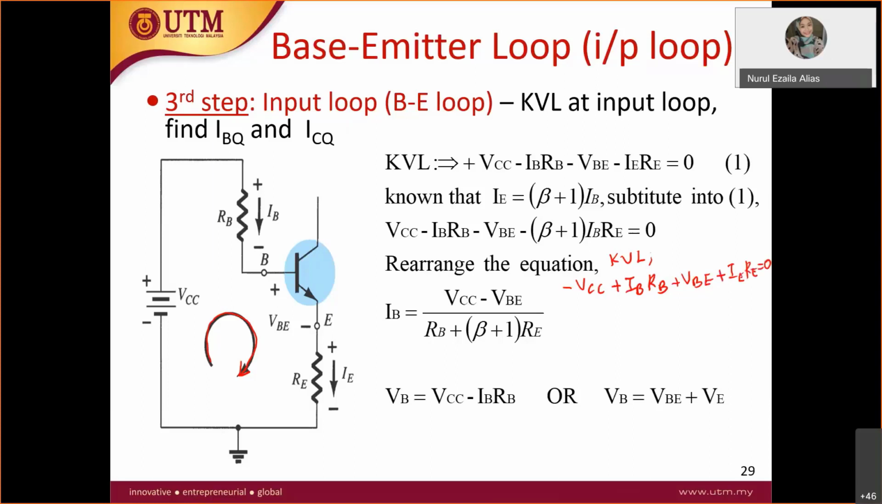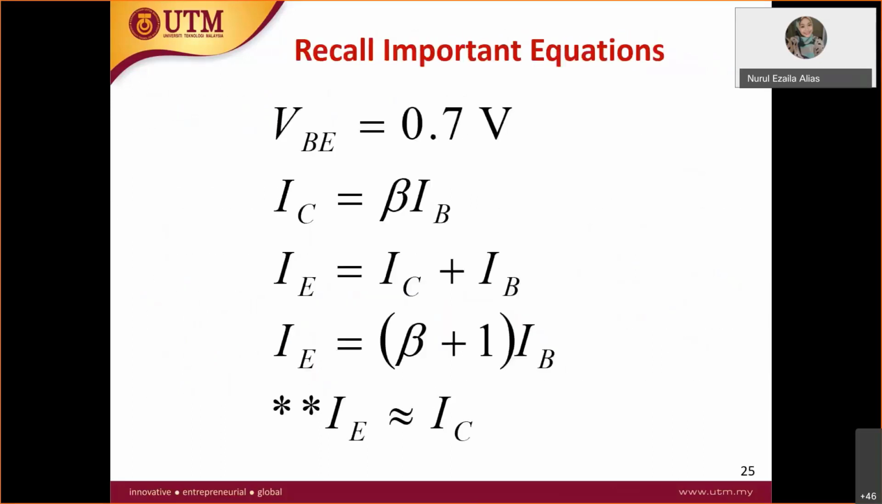Now you have two parameters, IB and IE. So how are you going to simplify this equation? Let's take a look at the equation here. I want to copy it here.